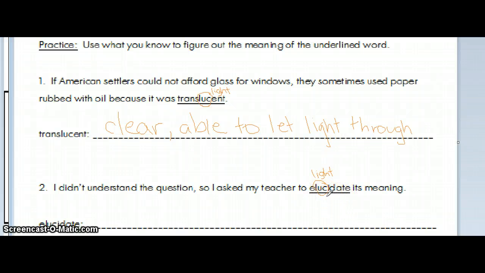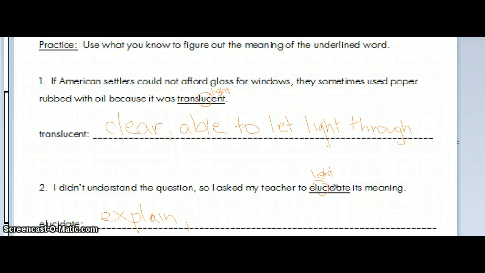So I didn't understand the question, so I asked my teacher to blank its meaning. Well, if I don't understand something, I'm going to want somebody to explain it to me, so I think elucidate must mean explain. But I need to check and make sure this makes sense by using my root that I've learned here. So, light. How could this have something to do with light?